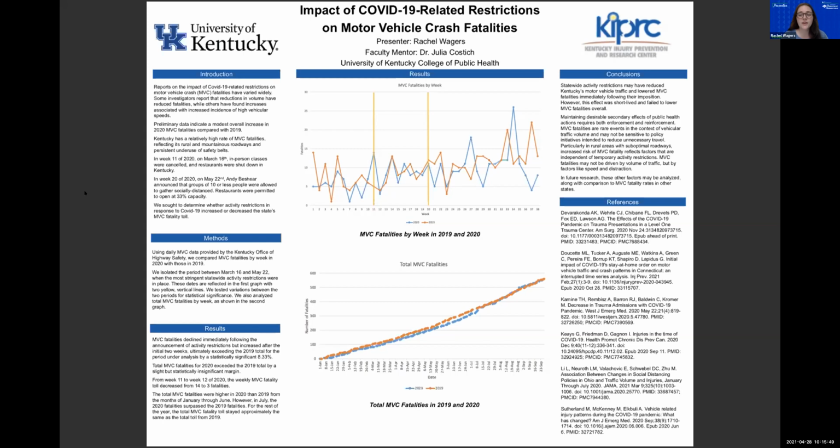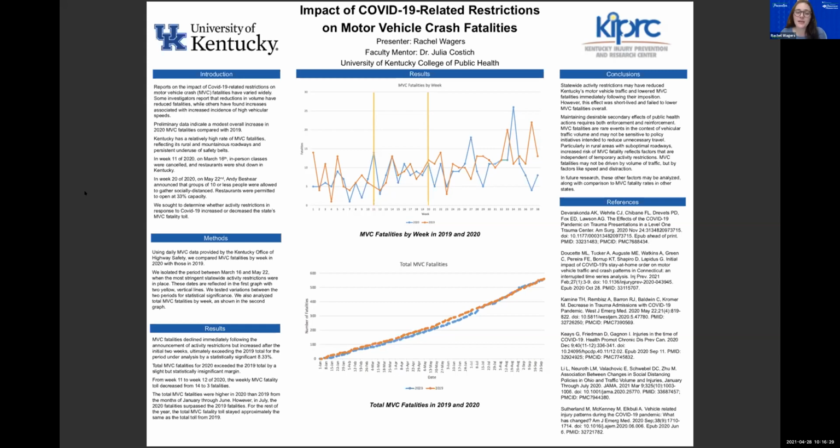And then in week 20 of 2020, Andy Beshear announced that groups of 10 or fewer people were allowed to gather, socially distanced, of course, and restaurants were permitted to open at a small 33% capacity. That date, May 22nd, can be seen by that second vertical yellow line in that first graph. I'll continuously report back to these two dates, because that period has a lot of significance, with MVC fatality tolls directly related to those restrictions for COVID-19.